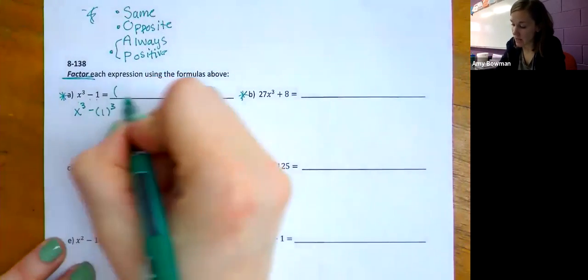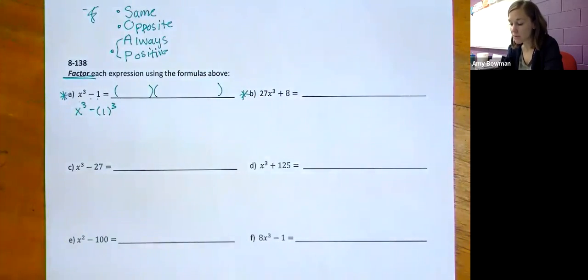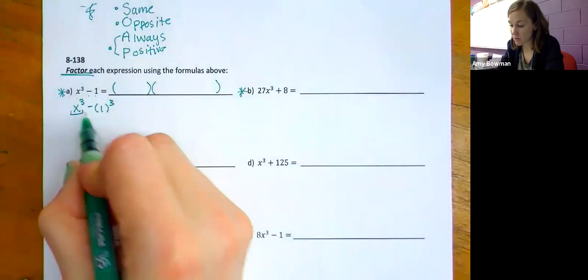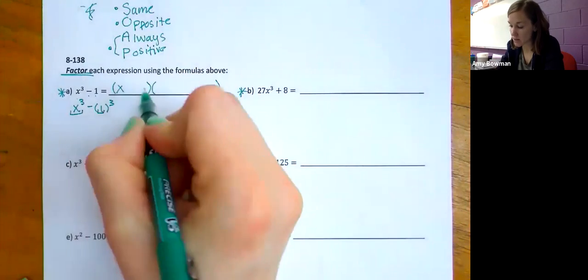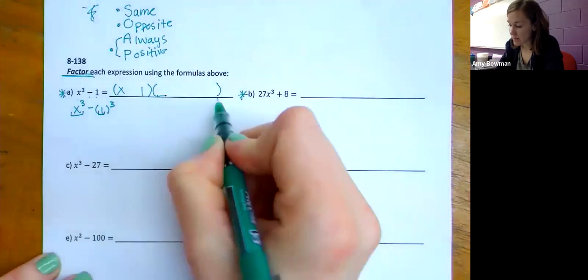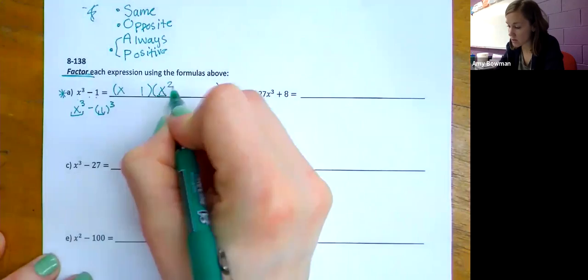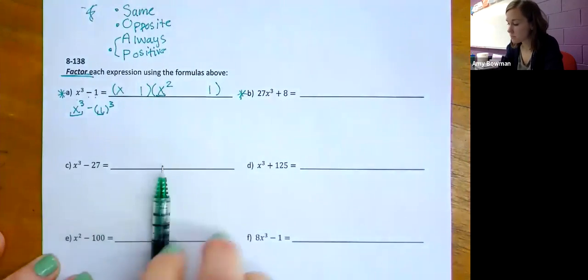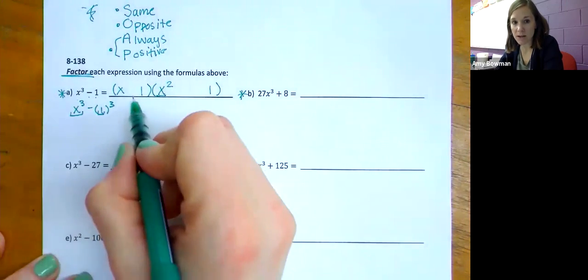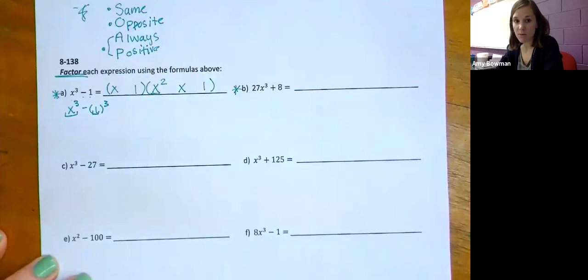I'm going to set it up. I always set it up with my binomial and trinomial, and then I'm following the pattern. My first and second term in my binomial are the values that are being cubed themselves, so x and 1. Then the first and last terms of my trinomial are the squares of these two things, so x squared and 1 squared, which is just 1. Then I have my middle term here, which is the product of x times 1, so that's just x.